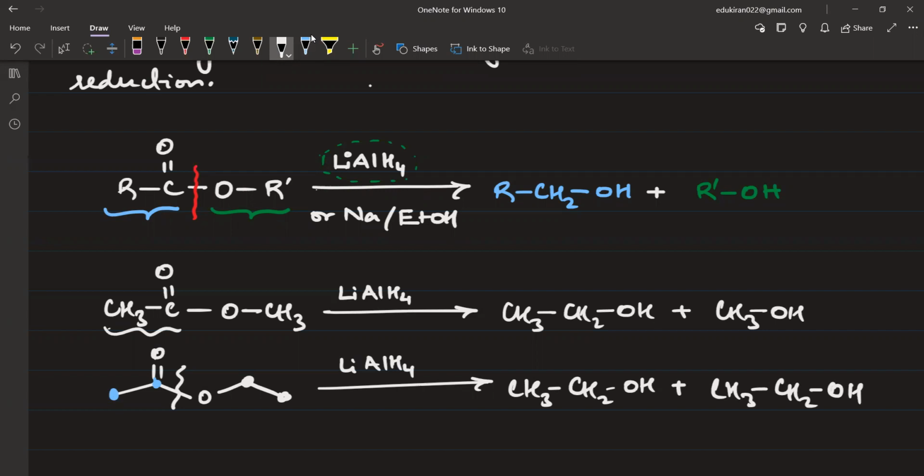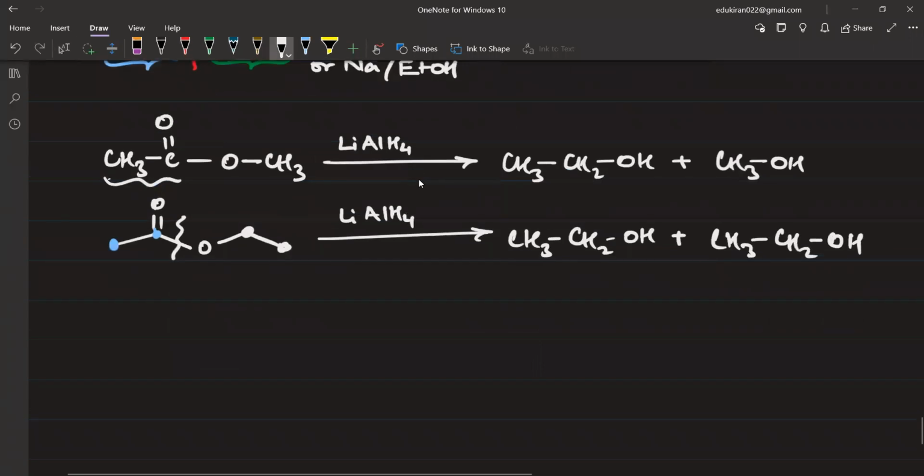Should we draw it or can we do it with a bond line? Bond line also, no problem. There's no difference. I'm just showing exactly what is going on. OH plus OH. That's it.